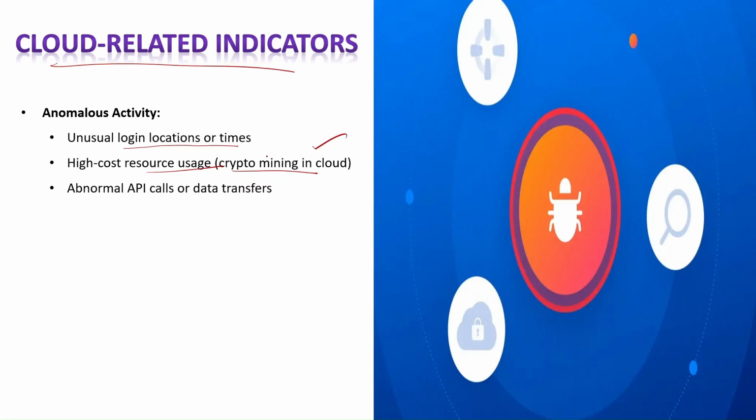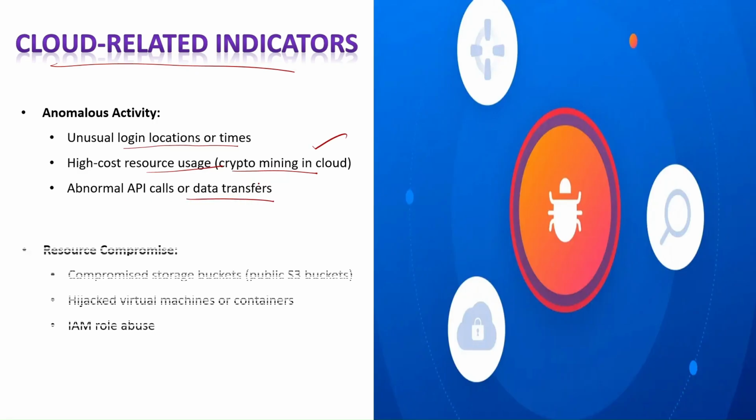Some cloud-related indicators include unusual login location or times, high cost resource usage, for example, crypto mining inside the cloud, and abnormal API calls or data transfer. Resource compromise, so compromised storage buckets, for example, public S3 buckets, hijacked virtual machines or containers, and identity and access management role abuse.